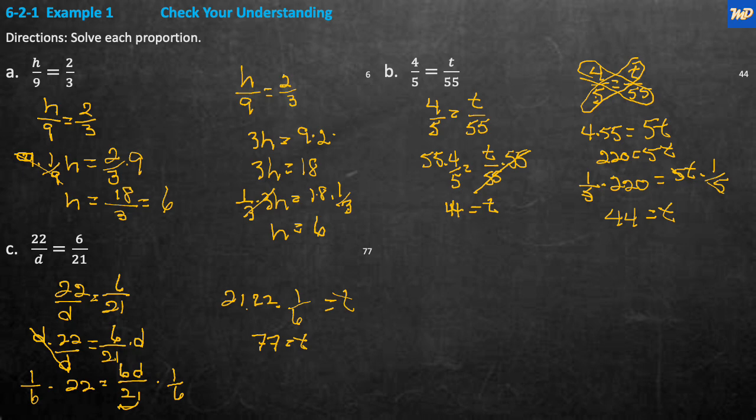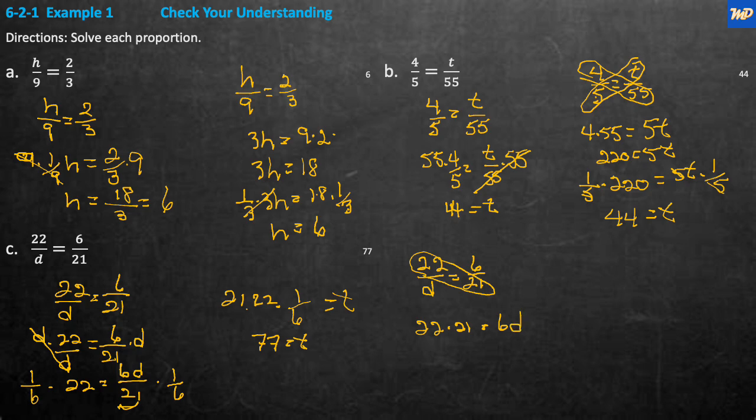Now doing it the other way, we're going to do it again. We're going to say 22 divided by d is equal to 6 divided by 21. We're going to do the cross product method. So we're going to say 22 times 21, the cross product of 22 and the 21 right here, is equal to 6d.